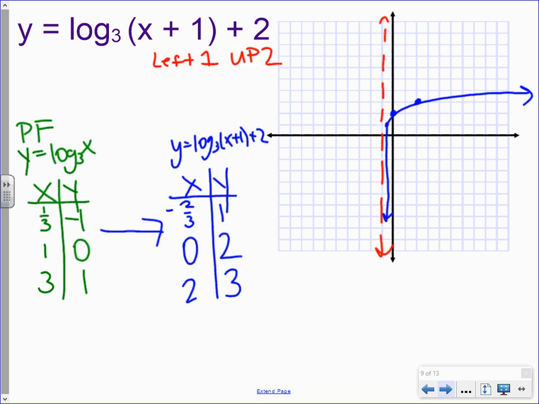I need to at least see this in blue. I need to see these coordinates in blue along with your asymptote and your graph. Okay, let's talk about the domain of this guy. Hey Marissa, what's the domain of this graph?